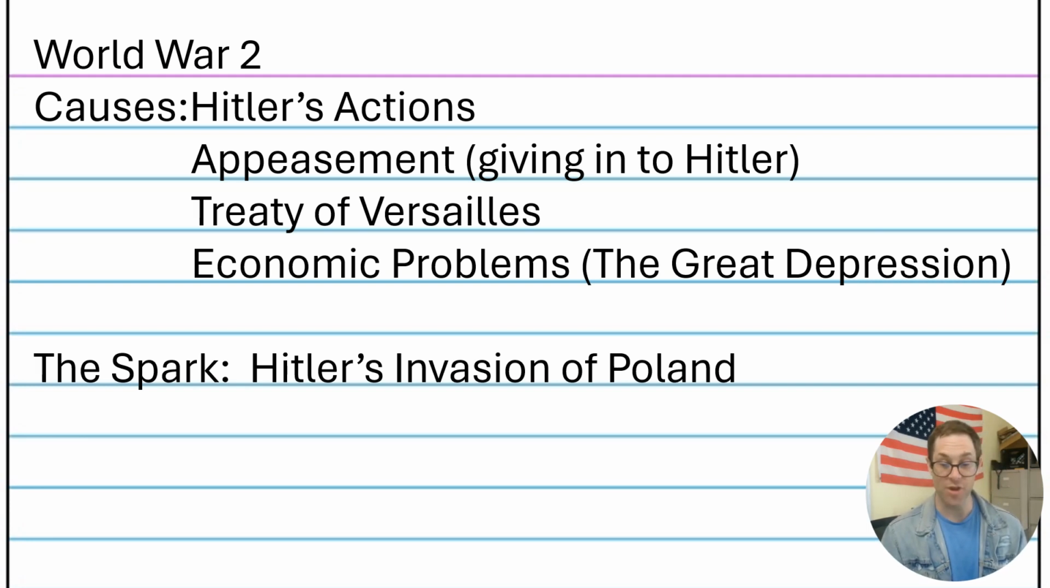The second is a vocabulary word, appeasement, which was giving in to Hitler's demands until European countries like France and Britain couldn't take it anymore. You'll see the Treaty of Versailles is on there, and of course, economic problems. We saw that World War I did lead to the Great Depression. The very beginning of the war is the spark, Hitler's invasion of Poland.